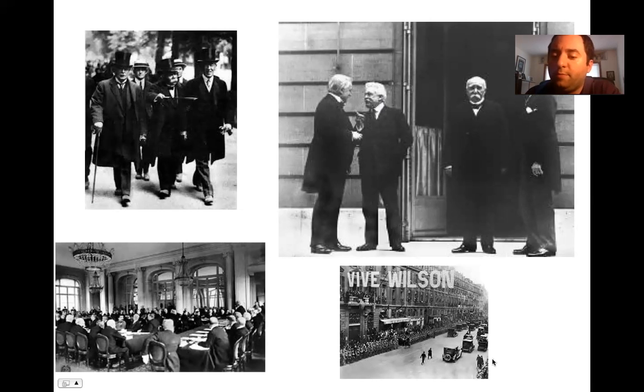You can see at the bottom here the parade where Wilson is coming. It says, Vive Wilson. They're excited to see him. It's almost like when a sports team wins a championship, people line the streets, they're cheering, they're celebrating. That's the type of reception that he receives.